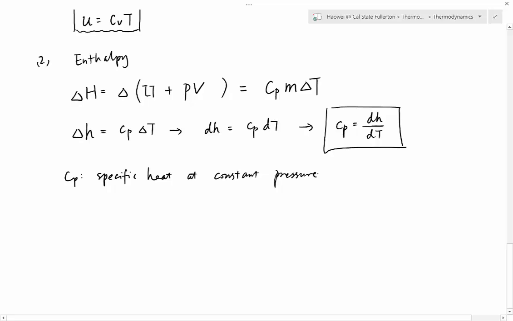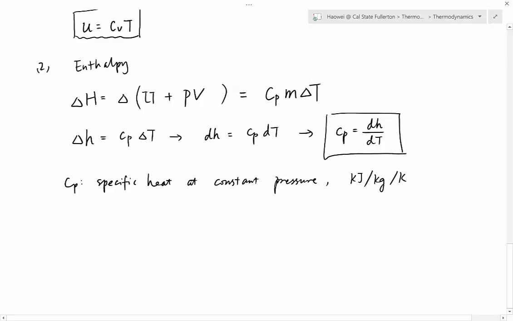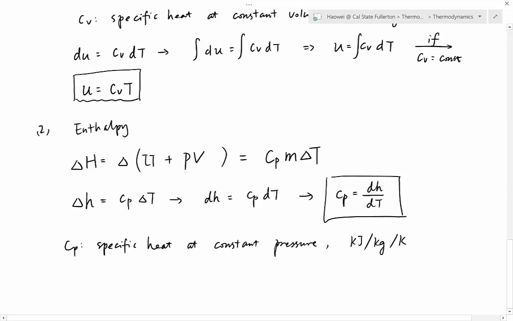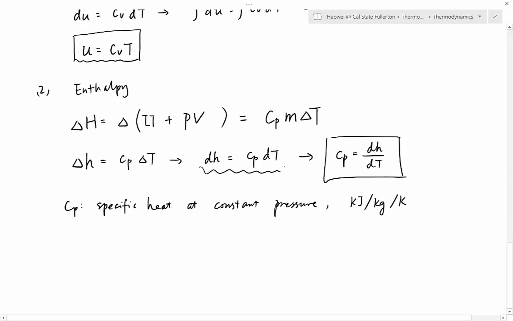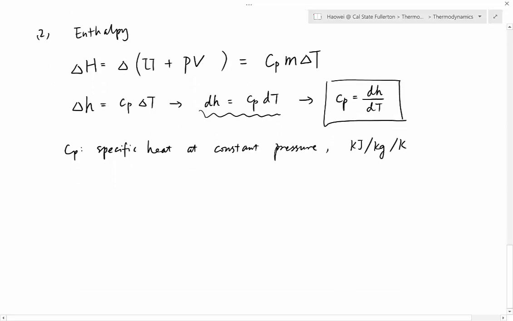And the unit for Cp we usually use is the same as the one we use for Cv, which is kilojoules per kilogram per Kelvin. Okay, and then just like before, we start from this equation again, dH equal to Cp times dT. From here, what we can do is integrate both the left-hand side and right-hand side. And again, the left-hand side just becomes h, equal to the integral of Cp times dT.